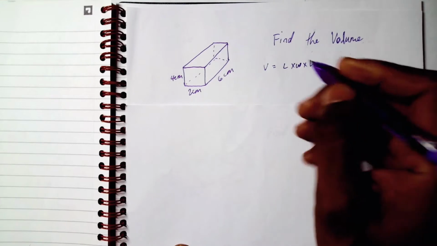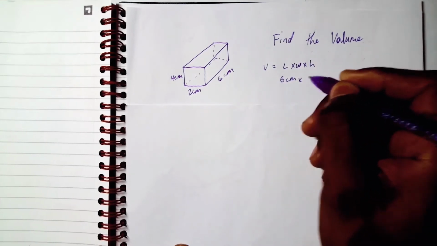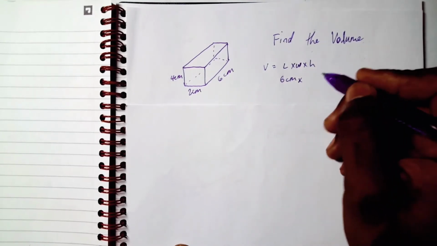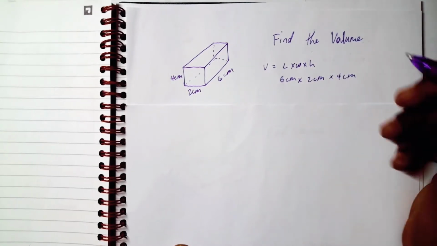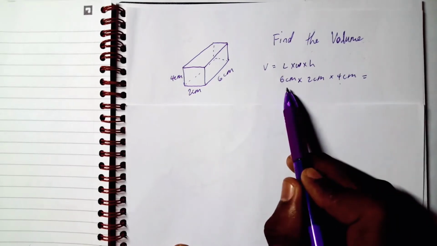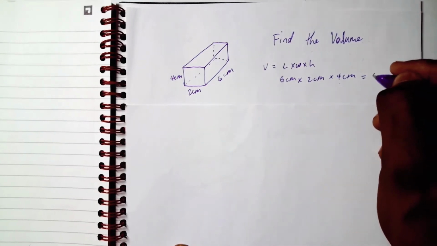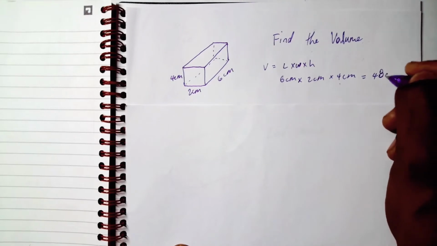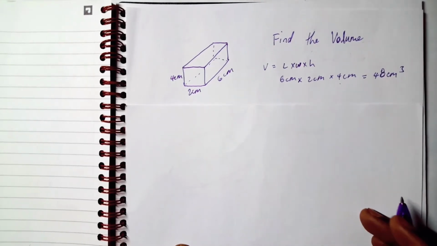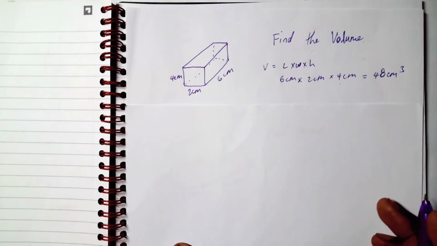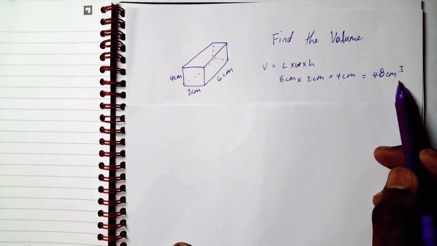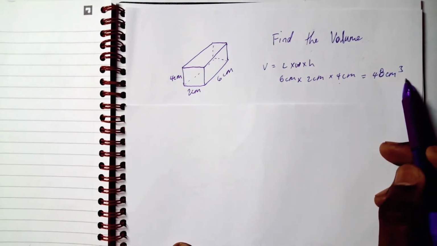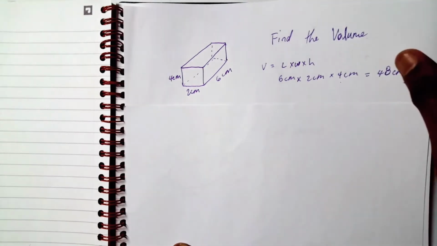Okay, so now we're going to say 6 centimeters times 2 centimeters times 4 centimeters. This is equal to 8 times 6, 48 centimeters cube. So when we were doing area, the final result was centimeters square. Now we're doing volume, it's centimeter cubed. Alright, it's centimeter cubed. Okay? Alright, moving on.